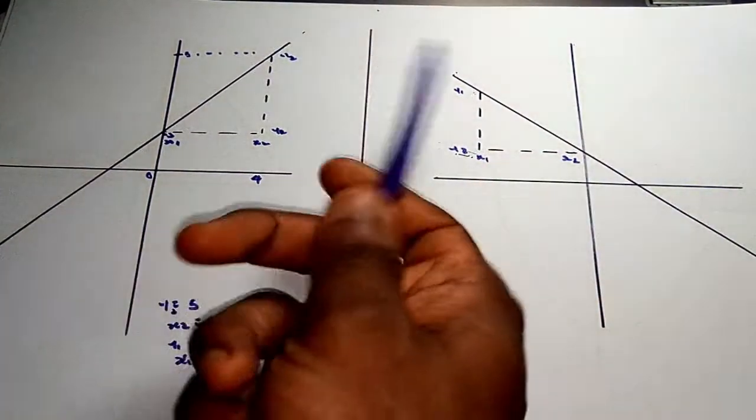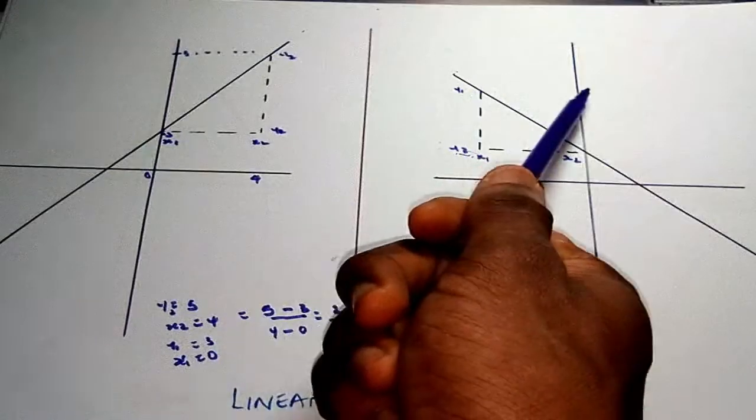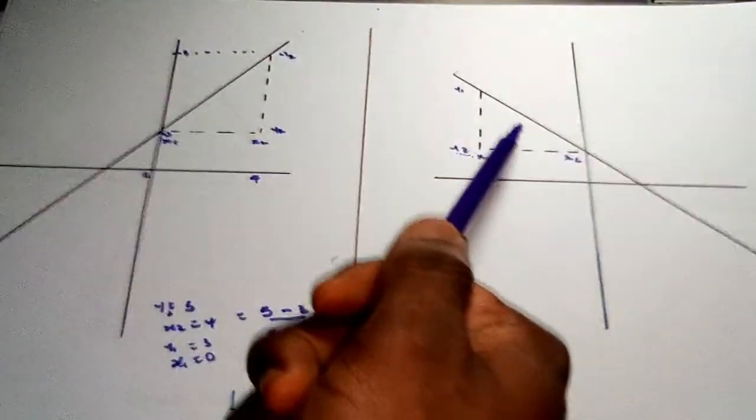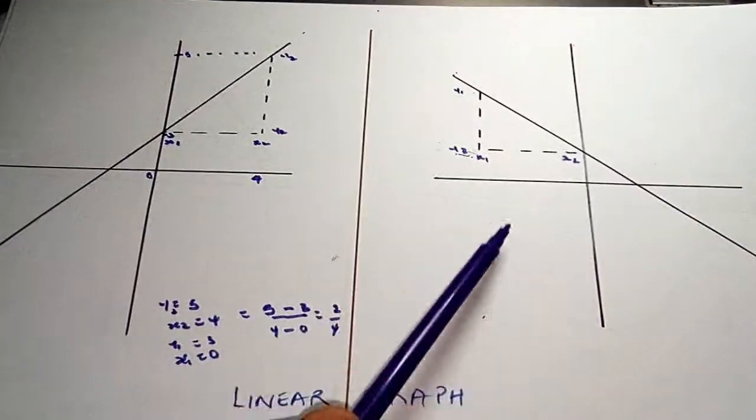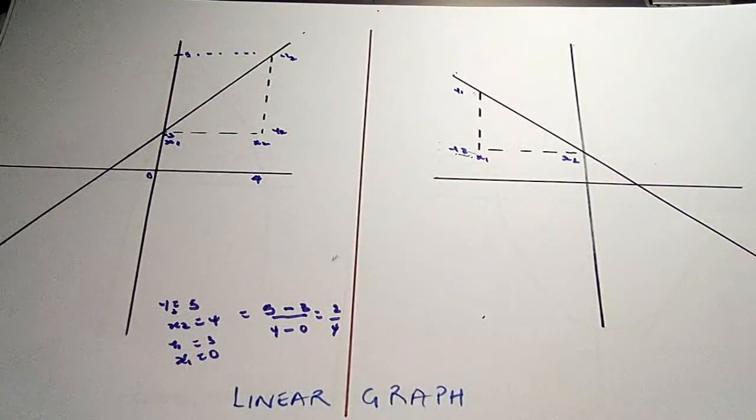So the idea is for you to be able to trace the y1 to the y-axis, x2 to the x-axis. You bring out the values, you put it in the format of gradient, you trace the x1 and x2, and you solve. Now, what if they ask you to find a gradient at a point?